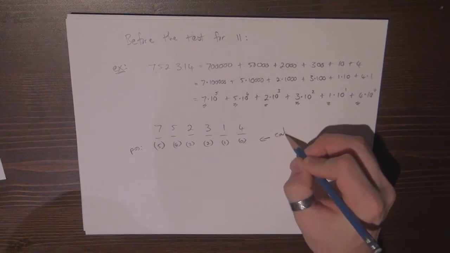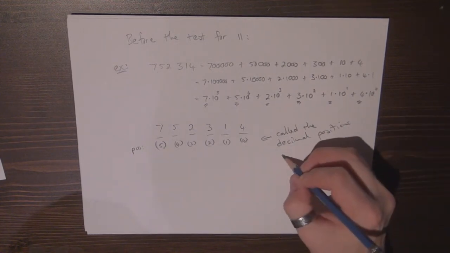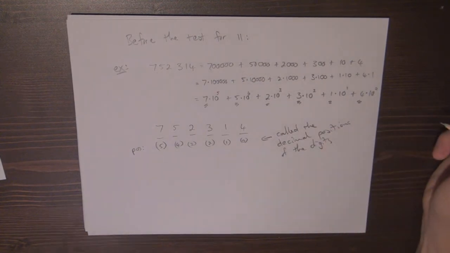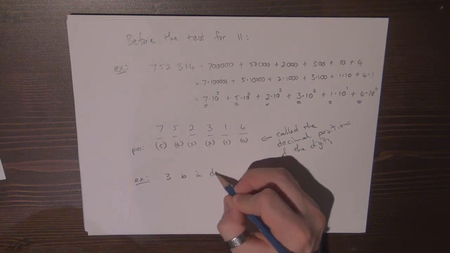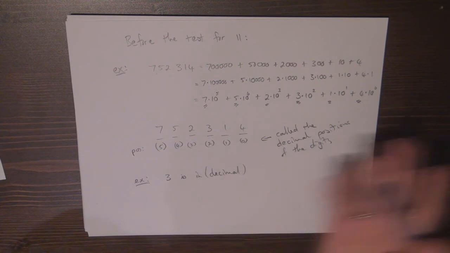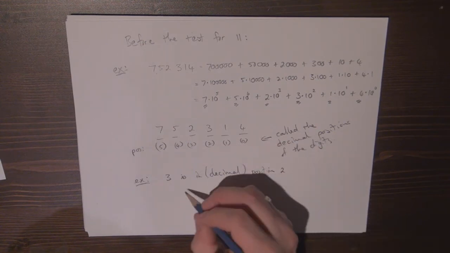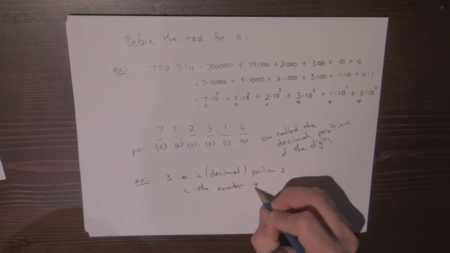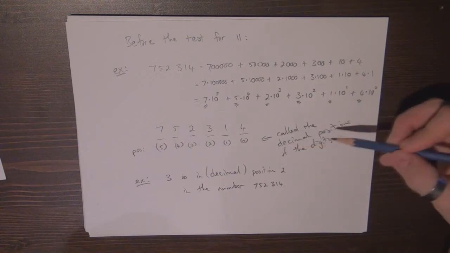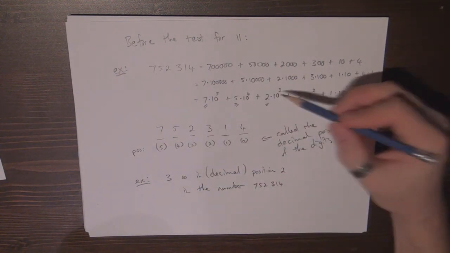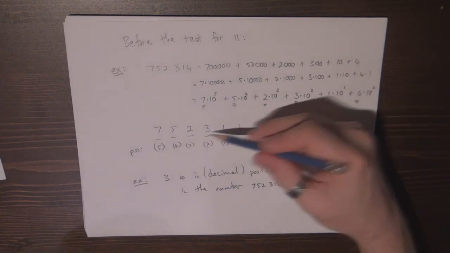I'll call these the decimal position or positions of the digits. And we'll say, for example, 3 is in decimal position, now we don't have to say decimal every time because it's the only kind of positioning we're talking about, 3 is in position 1 in the number 752,314. So as long as you start the positions from right to left with a zero, and notice how they correspond to the powers of 10 in this expansion, but we don't have to think of the tens every time. We can just call it the position of the digit in the number.